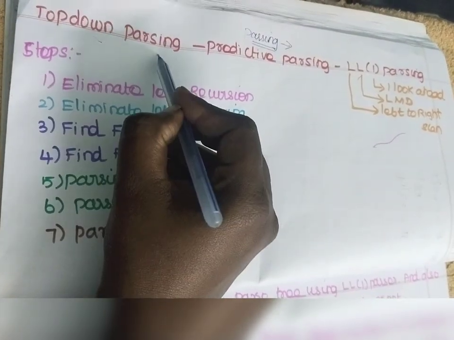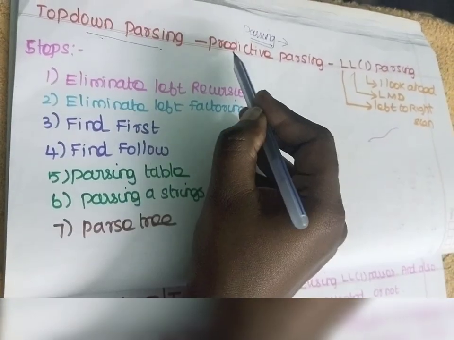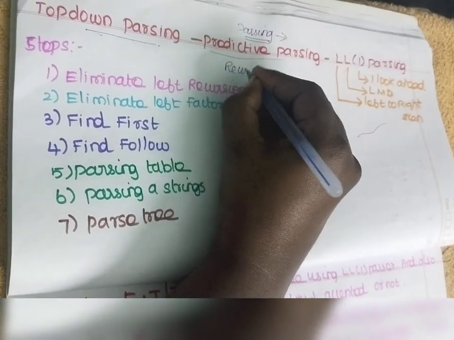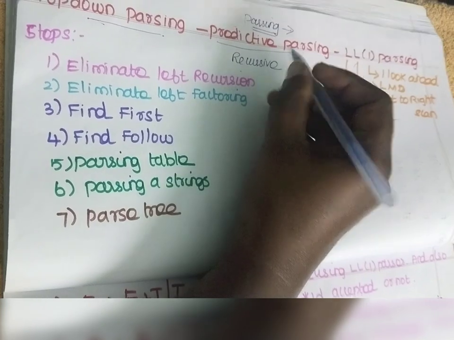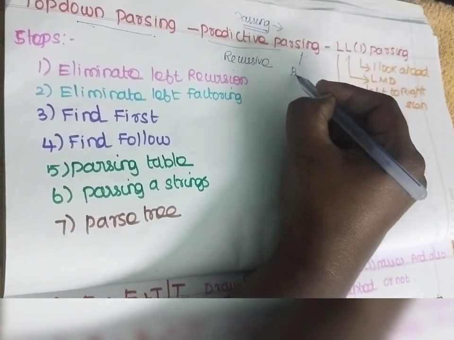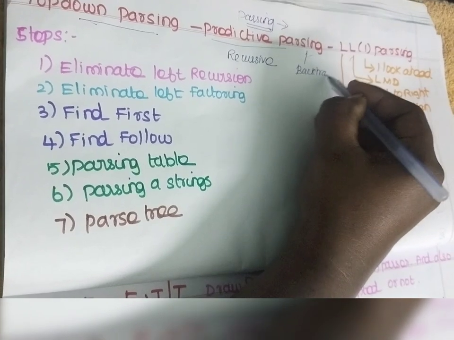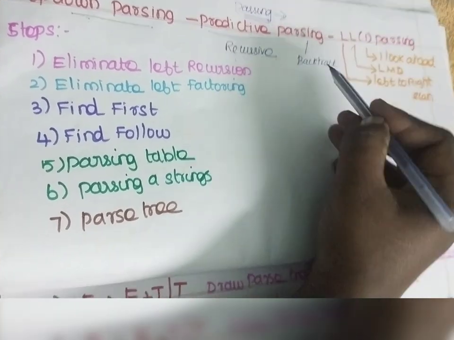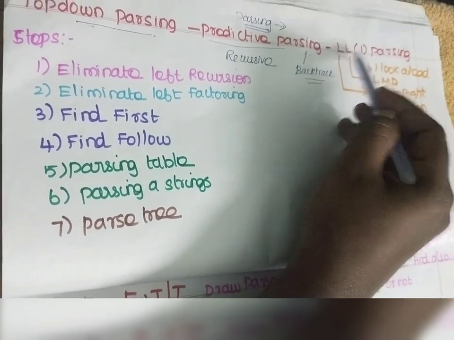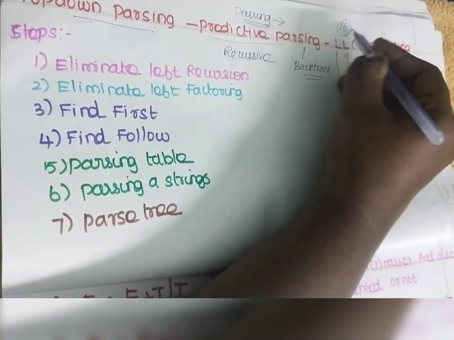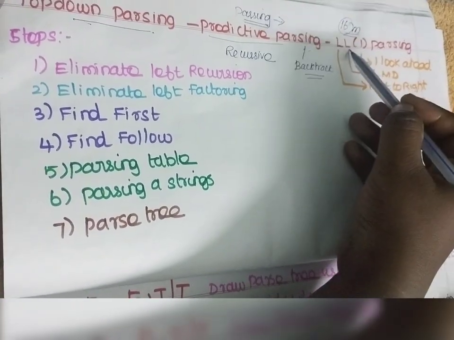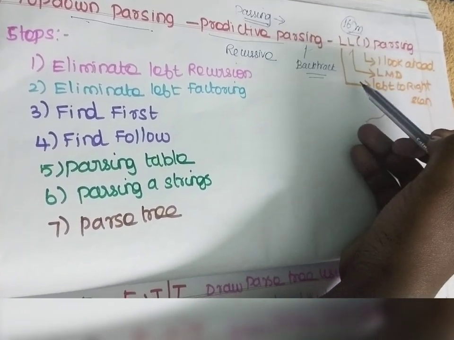First is top-down parsing. Top-down parsing is also called predictive parsing, and it is also called recursive parsing. Predictive parsing is divided into two types: backtracking and LL(1) parsing. Backtracking is not important, but LL(1) parsing is a very important 16-mark question you have to study. They may ask for predictive parsing or LL(1) parsing, and you have to study the same one.